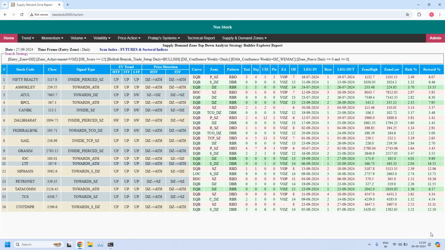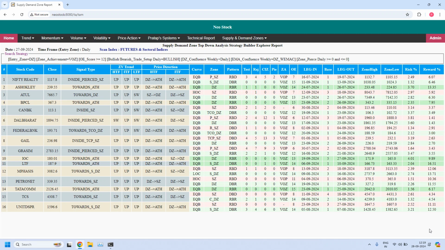Let's verify. From 18, the list is come down to 16. That means all these 16 stocks, the weekly zones are having weekly EMA confluence. And the entry time frame daily zone is a part of this weekly zone. So this is the way we can understand it is the high probability setup. Okay, this is about bullish trade setup for monthly income trade, ITF confluence and weekly EMA confluence.